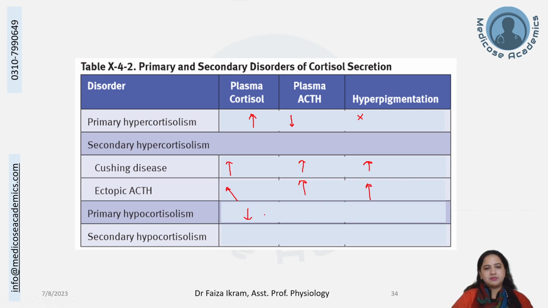Hypocortisolism, cortisol will be less. In the primary form, there is feedback to increase ACTH, and that ACTH will cause pigmentation. Secondary hypocortisolism is caused because of decreased ACTH. Cortisol will be less and ACTH is less, so pigmentation will be less.